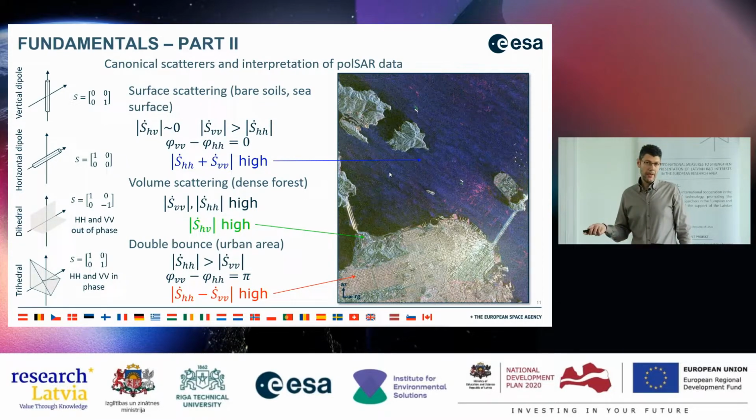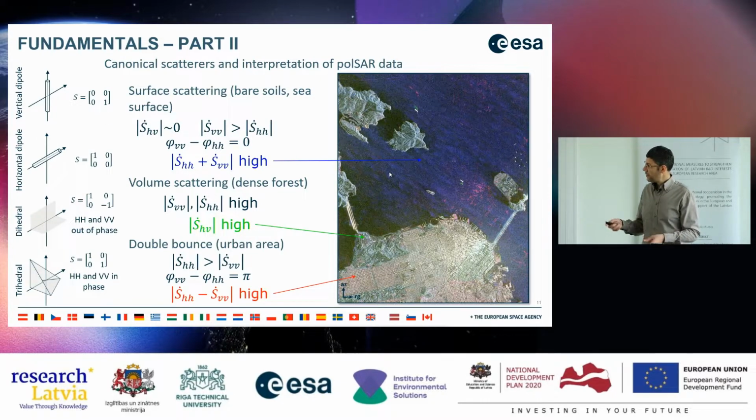And then you have double bounce, right? So double bounce happens a lot in urban areas. These are characterized by HH being larger than VV, and a phase difference equal to pi, which means that if you have the amplitude of the difference between HH and VV, complex scattering amplitude, then this value is high.